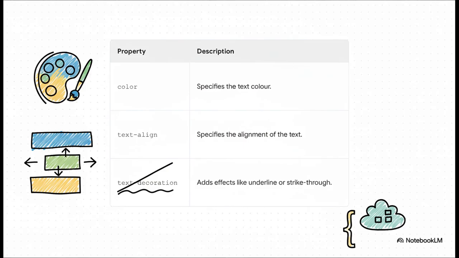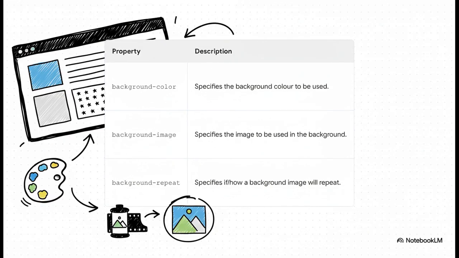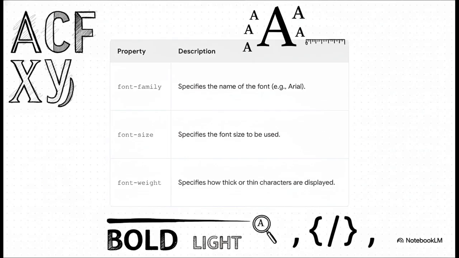How CSS works is by giving us these things called properties that we can apply to our HTML. For our text, for example, we can change its color, we can align it to the left, right, or center, and we can even add decorations like an underline if we want. And we're not just limited to the text. We can style the background of an element or even the whole page. We can change its color or even put a cool image back there and tell the browser how it should repeat.